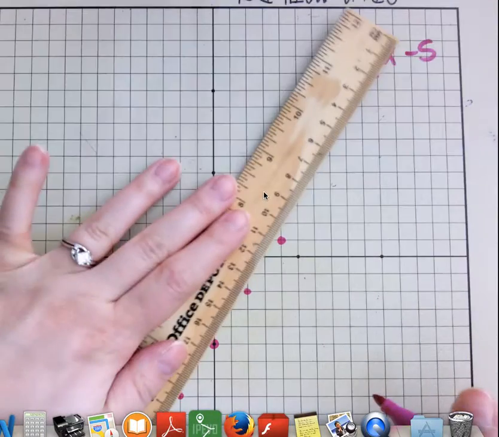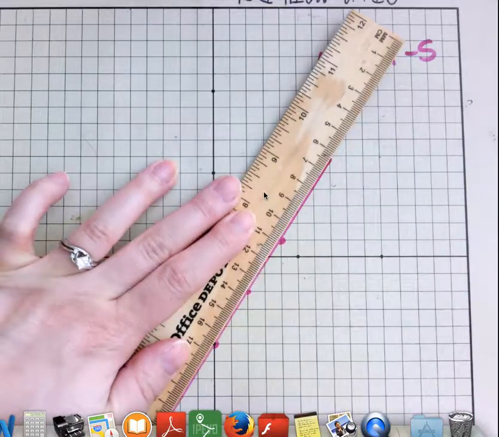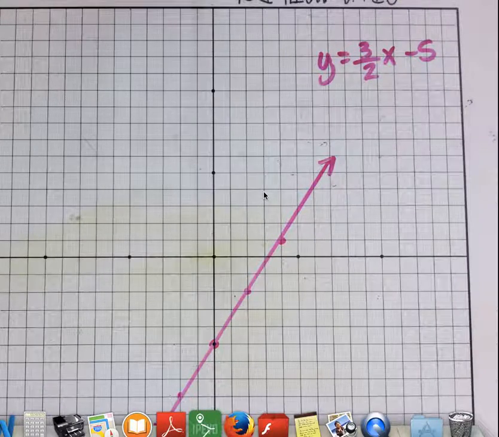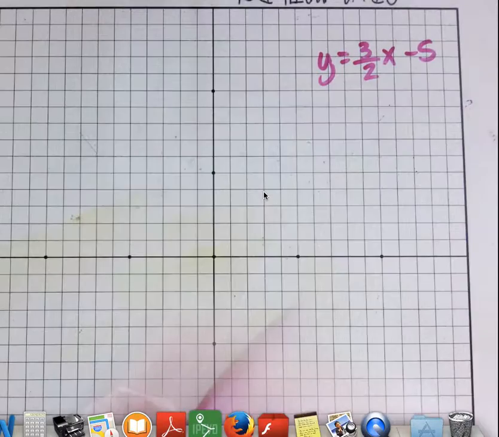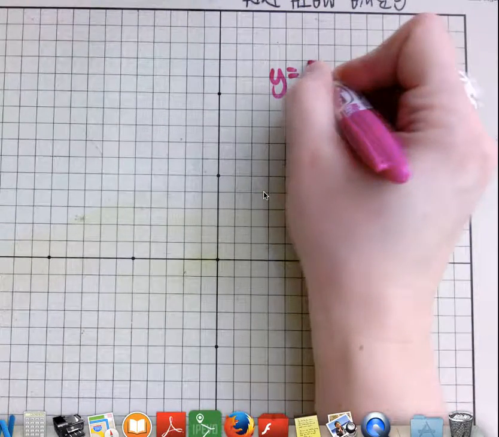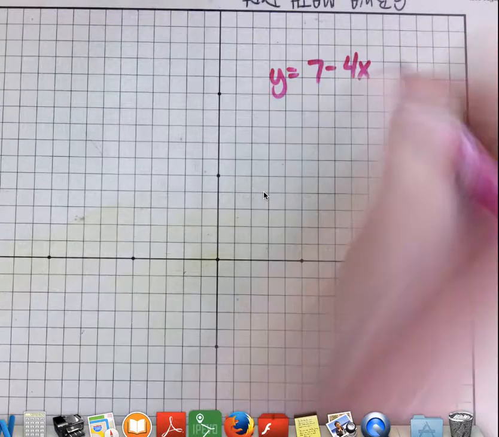Get my ruler out. And there is the graph of that line. All right. Let's look at another problem. Let's look at y equals, what if I have 7 minus 4x?